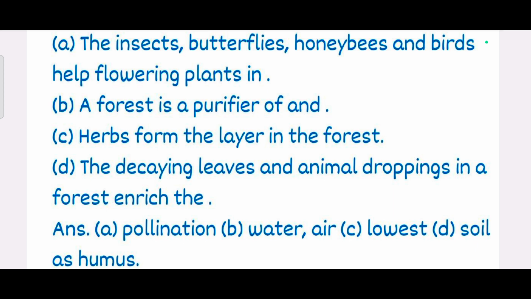Number D, the decaying leaves and animal droppings in a forest enrich the. Answer is soil.